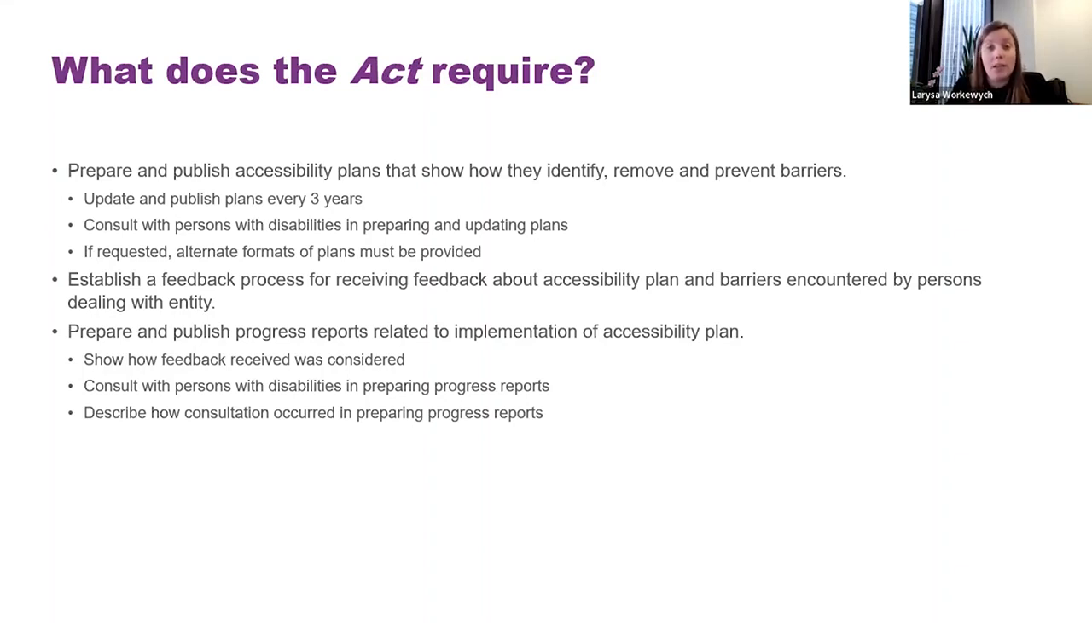The first requirement is to prepare and publish accessibility plans. And in these accessibility plans, employers are required to make plans that identify, remove, and prevent barriers in the different priority areas that we reviewed on the first slide of my presentation. And so the plan needs to be prepared, and I'll go over the deadlines for doing that very shortly. And then it also needs to be updated every 3 years.